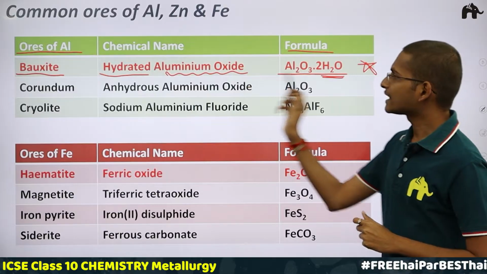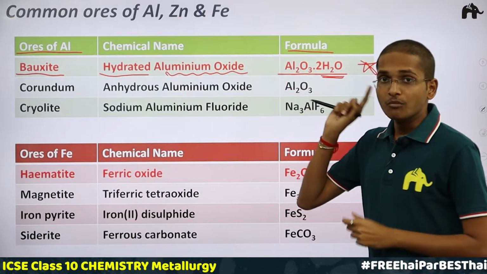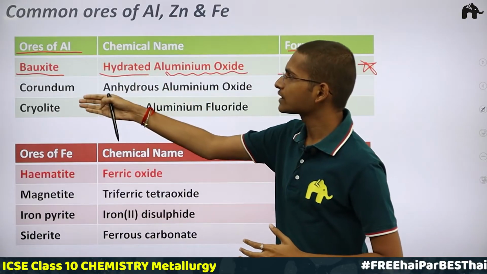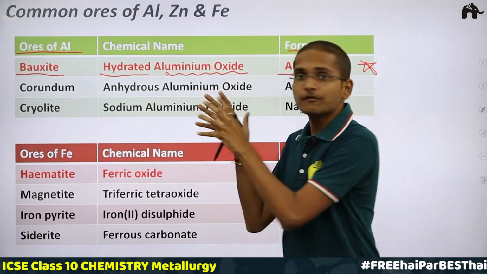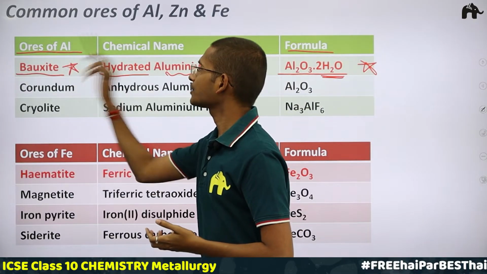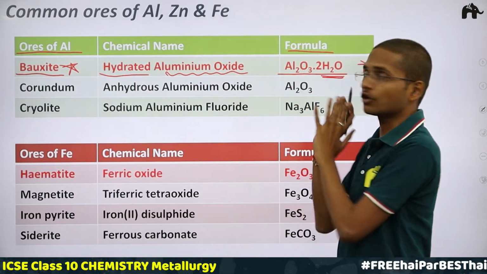Now why I have made it red is because the main ore out of these 3 common ores of aluminium, the main ore from which we extract aluminium in its pure form, is this bauxite. That's why you need to remember this also.